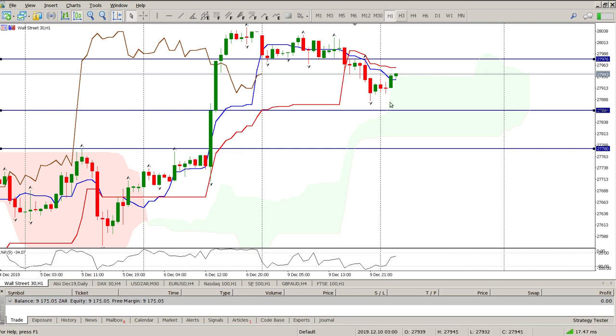Stops for me on the hour are going to be below the cloud on Ichimoku. Okay, not so much below the fractal, but below the cloud.